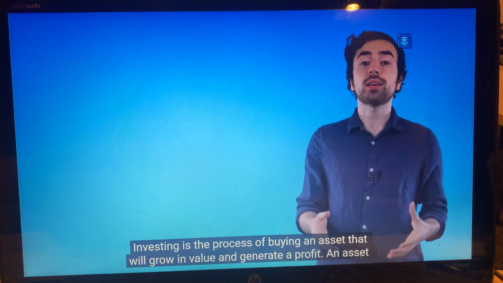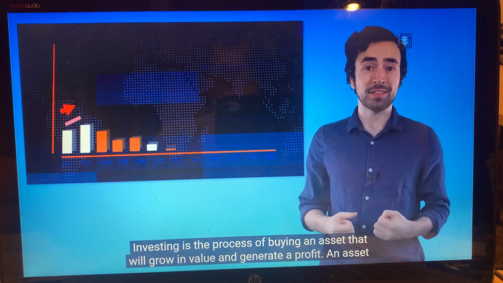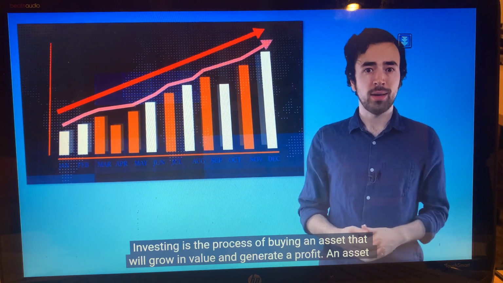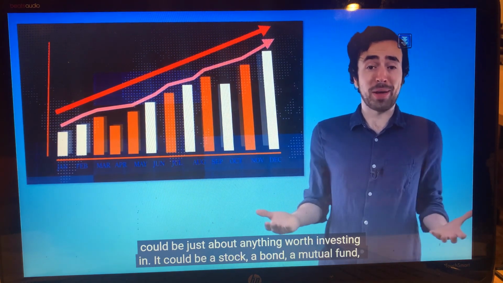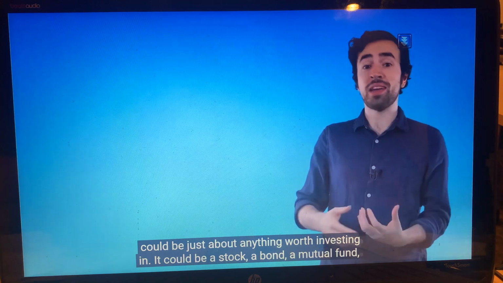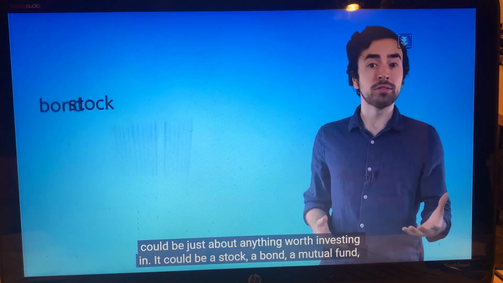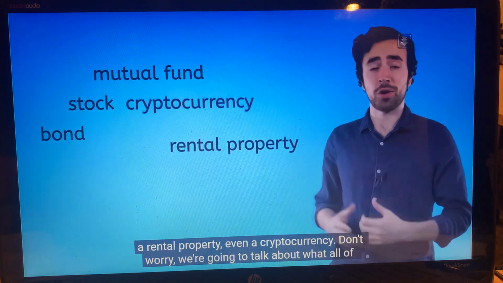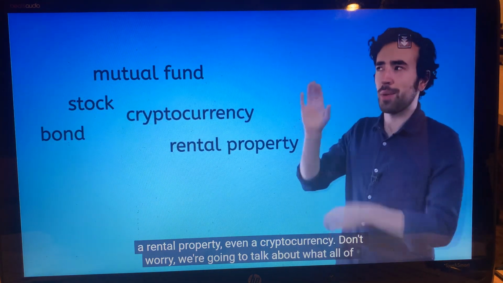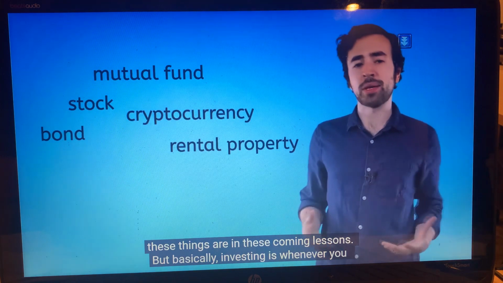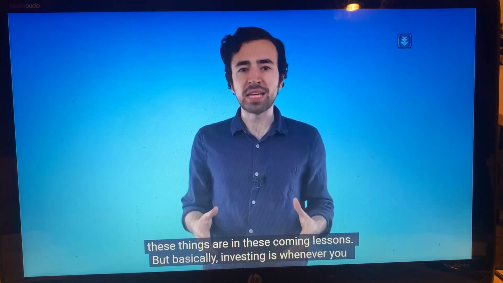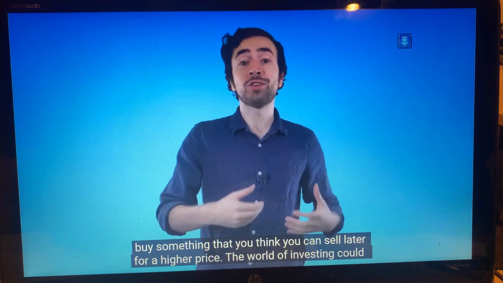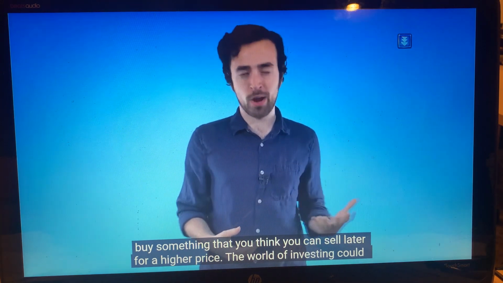Investing is the process of buying an asset that will grow in value and generate a profit. An asset can be just about anything worth investing in. It could be a stock, a bond, a mutual fund, a rental property, even a cryptocurrency. Don't worry, we're going to talk about what all of these things are in these coming lessons. But basically, investing is whenever you buy something that you think you can sell later for a higher price.